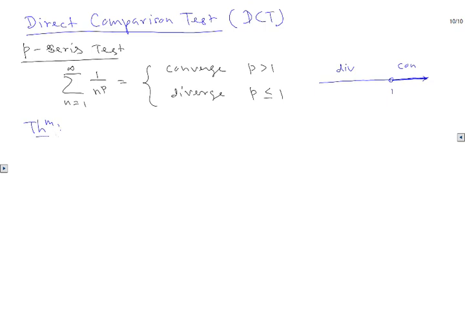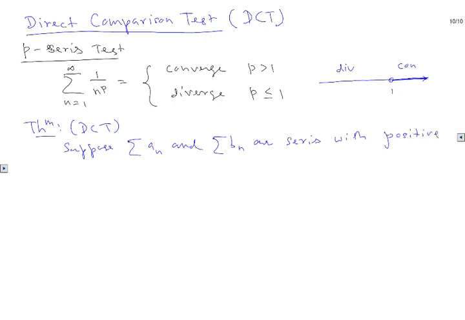What is the theorem about? This is the DCT, the direct comparison test. Suppose we have two series, the sum of a_n and the sum of b_n, that are series with positive terms. That's one of the requirements. And we have this important condition: 0 is less than or equal to a_n, which is less than or equal to b_n. I'm going to say eventually.